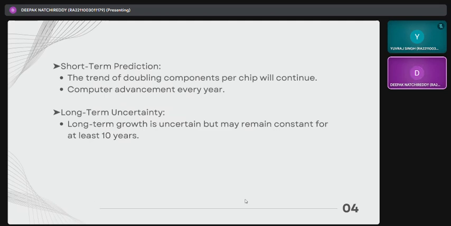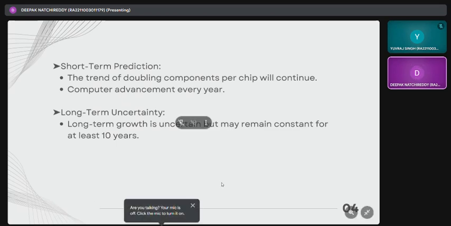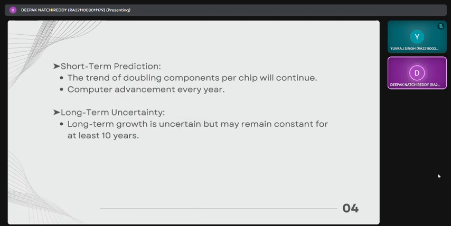Short-term prediction: the trend of doubling components per chip will continue. Computer advancement every year. Long-term uncertainty: long-term growth is uncertain but may remain constant for at least 10 years. This represents transistor size. Smaller nodes mean more transistors, and faster and more efficient chips. Physical limit: silicon atoms are about 0.2 nm wide, so chips cannot shrink forever.